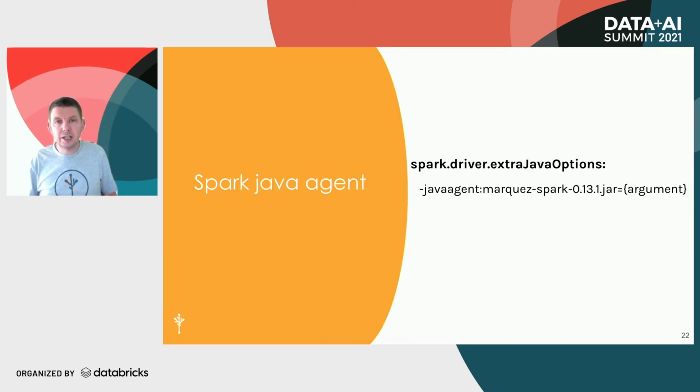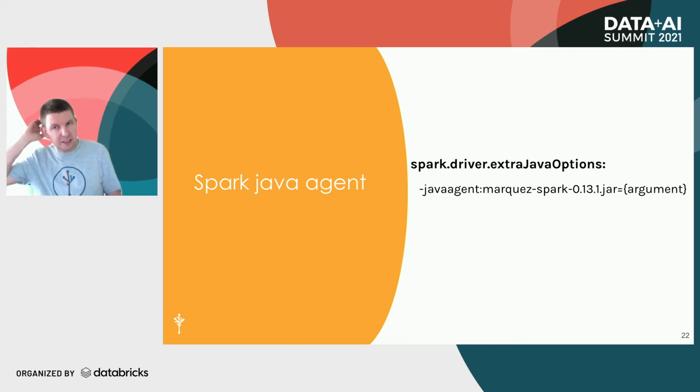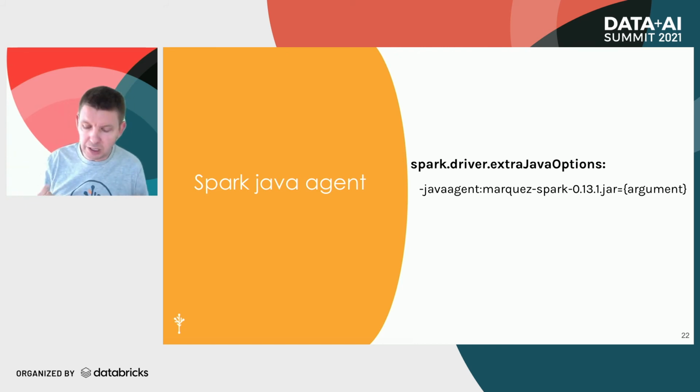So first, the way you set up the Spark integration is you just add the extra Java options to your Spark job. So it's meant to be configured orthogonally, right? You could configure it once for all your Spark jobs and start getting visibility into what's happening. And you pass it information of your OpenLineage endpoint that's going to consume the OpenLineage events.